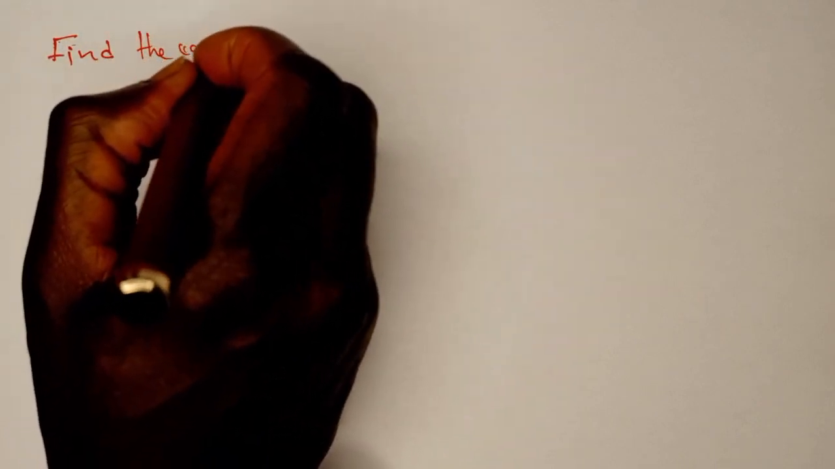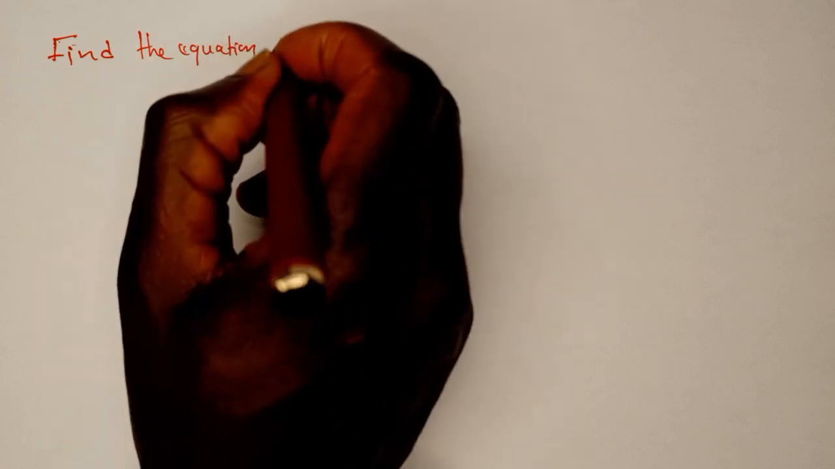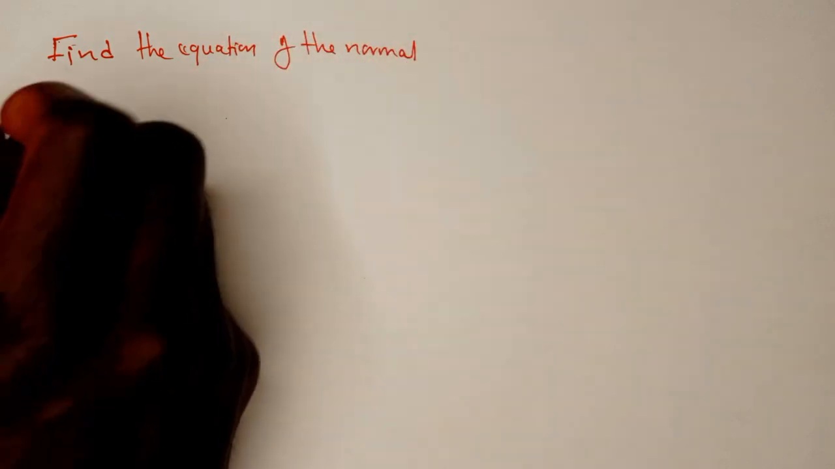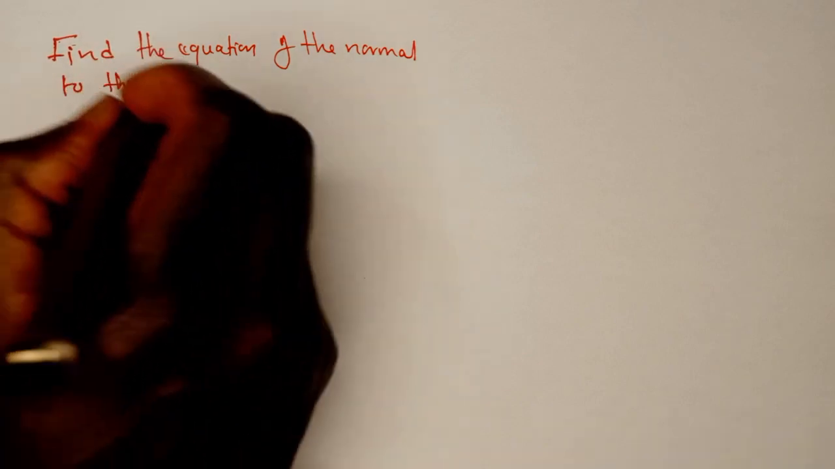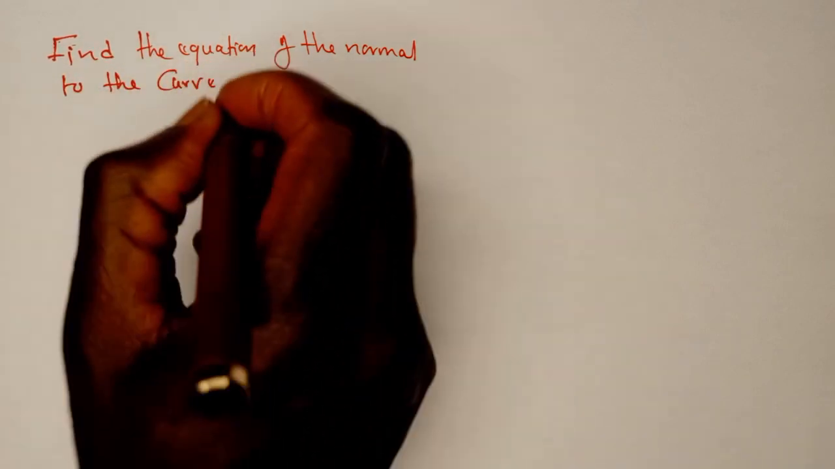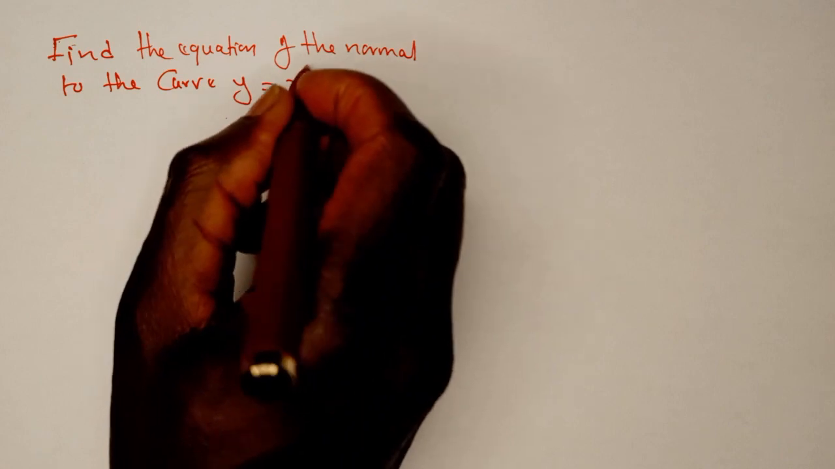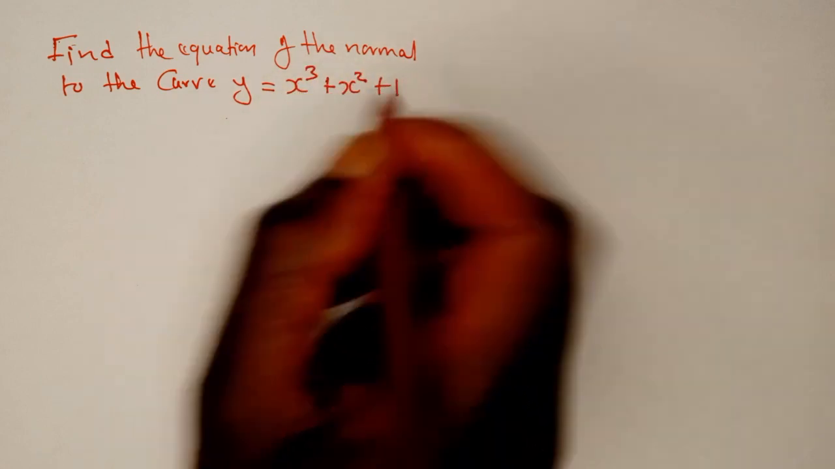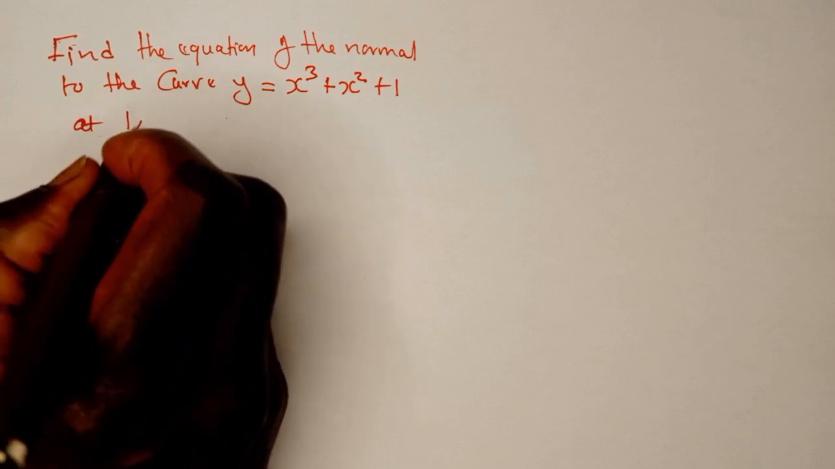Find the equation of the normal to the curve y is equal to x cubed plus x squared plus 1 at (1, 3).